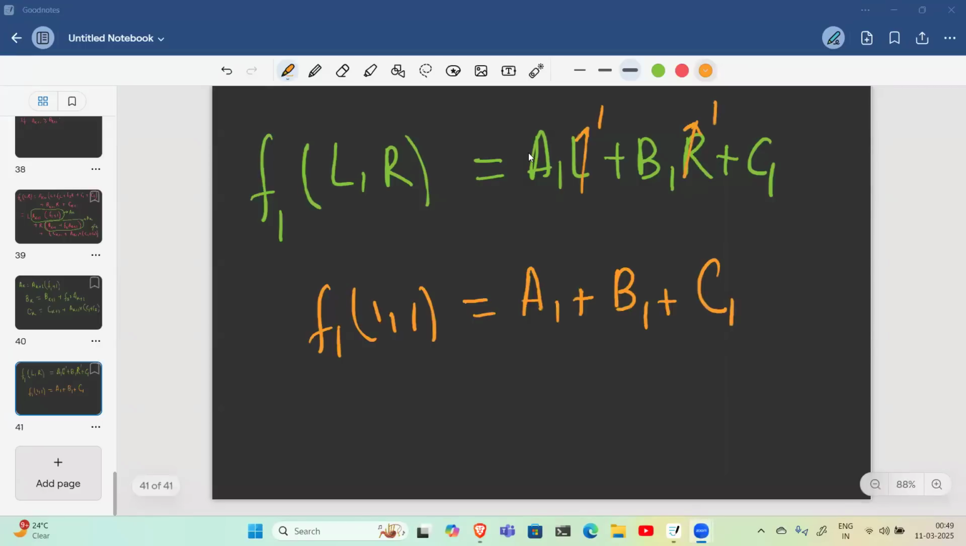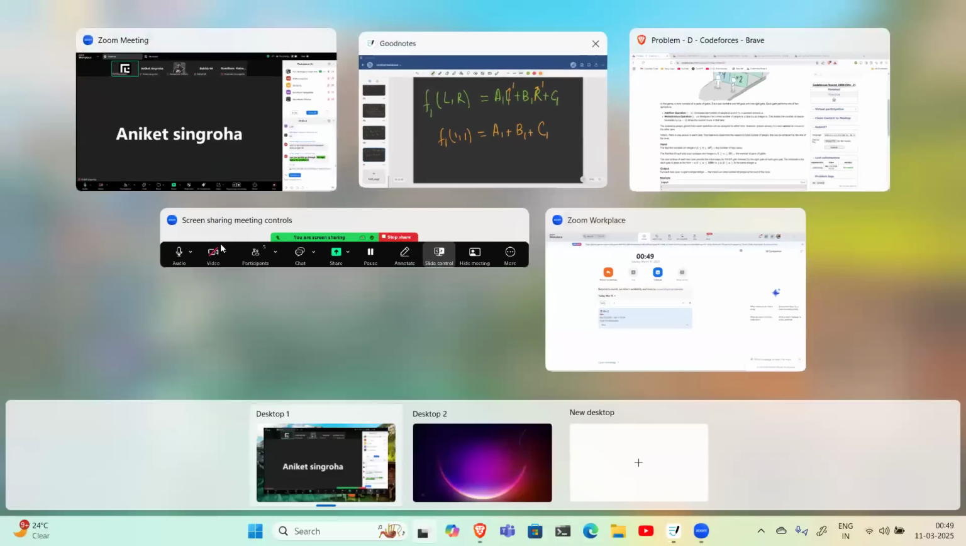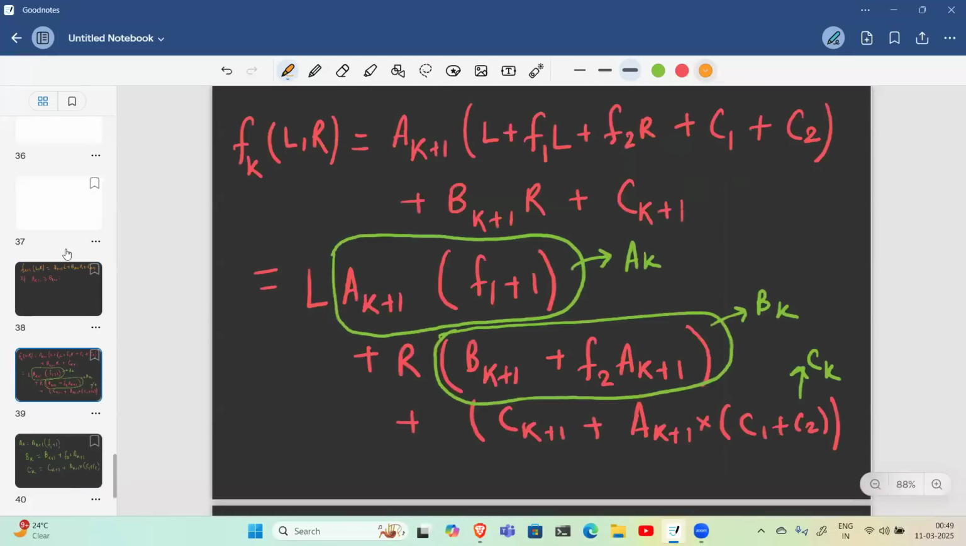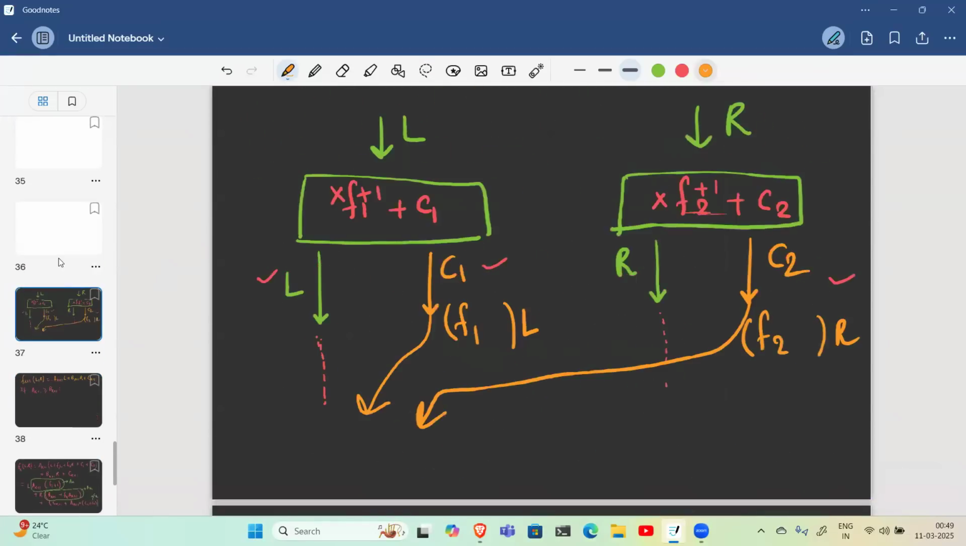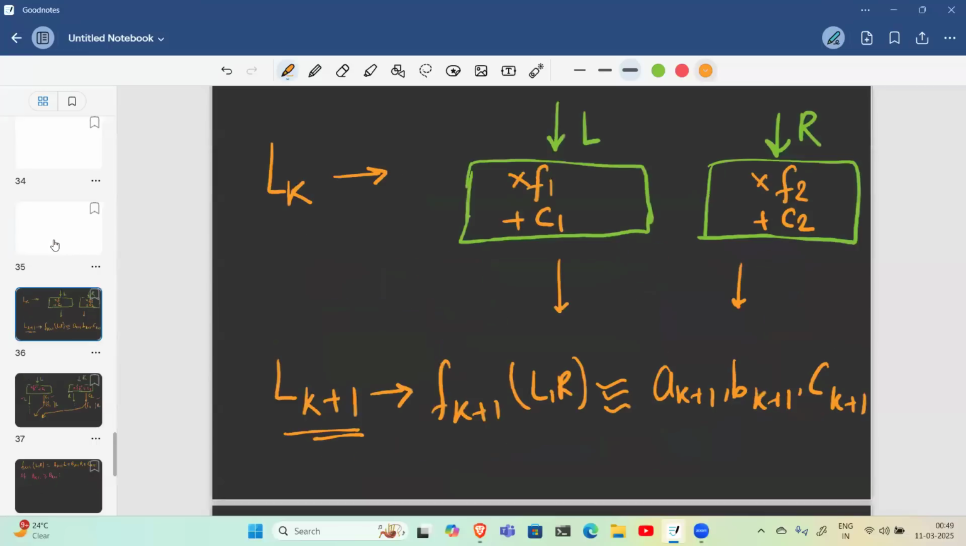Okay, Aniket, let me quickly go through the logic again. So the logic is simple. I have defined f_k(L, R) as the function giving the maximum number of people who finally get birth in the last layer if L and R people pass through the kth layer. Okay, that is my function f_k.